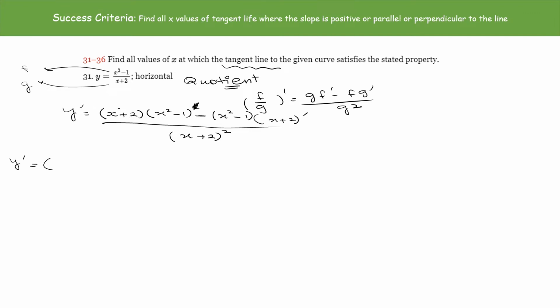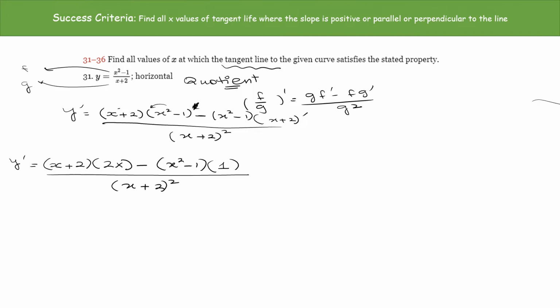Look at the first function, x plus 2. There is no prime, so write it down as it is. X squared minus 1 with the prime means take the derivative. The derivative of x squared is 2x. Derivative of 1 is 0, so we will not write it. Minus x squared minus 1, write down as it is because it doesn't have any prime. Then x plus 2, the derivative of x is 1 and the derivative of 2 is 0. So we will copy down the denominator as it is.